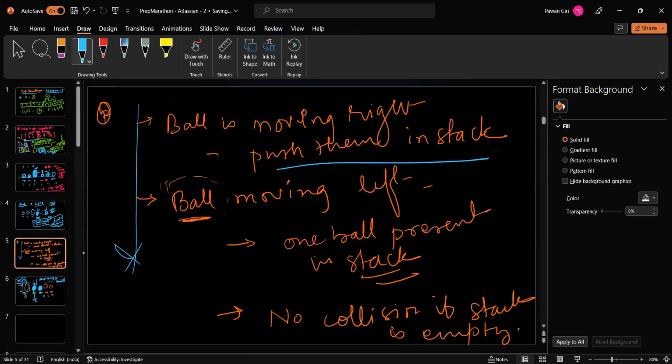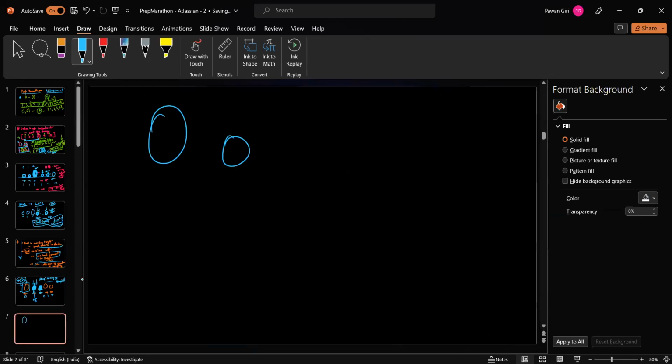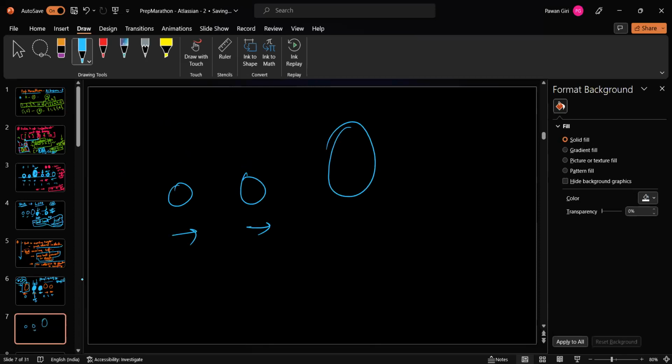If a ball is moving right, you put it in the stack. If a ball is moving left and the stack is empty, then there is no collision. If it is not empty, there is going to be a collision. And after a collision, let us take a few examples. What will happen after a collision? So there are a bunch of balls. These two balls are moving right. This one ball is moving left. Now the first collision will occur between these two balls. Obviously, this is the last ball moving right and this is the first ball moving left. So the collision will be between them, and the strength of this ball is less, so this will explode.